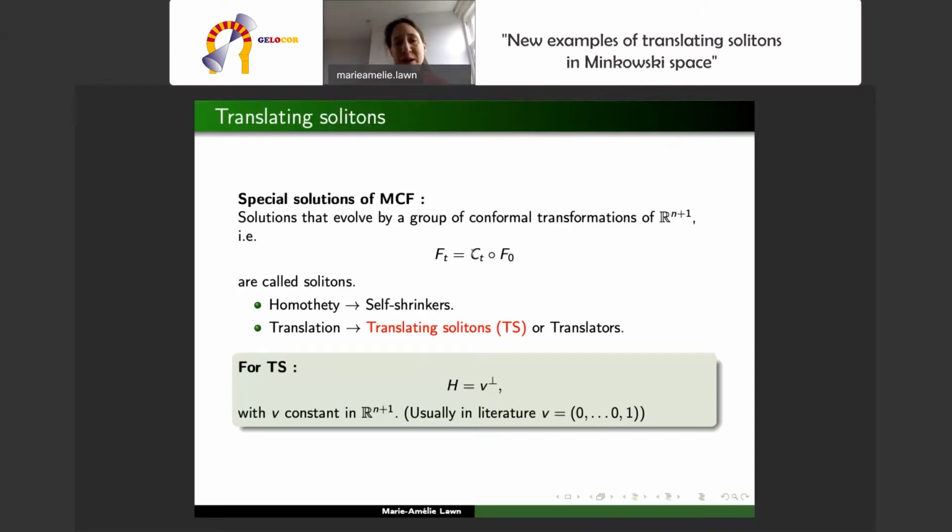And in the case where this group is the translations, one calls them translating solitons or translators. And these particular solutions are exactly the ones we're going to look at today.